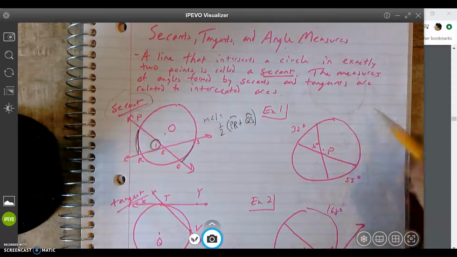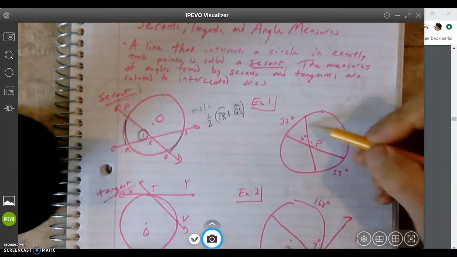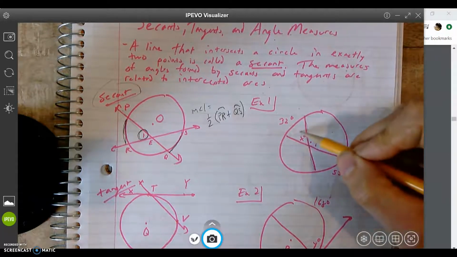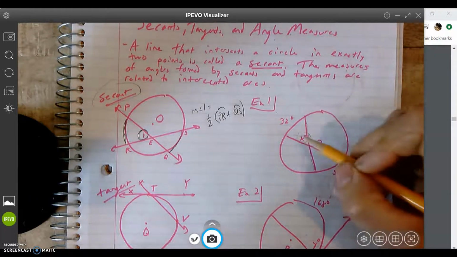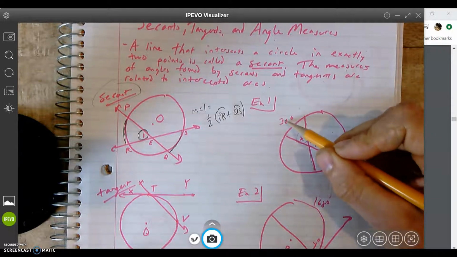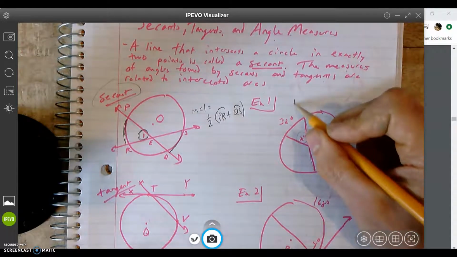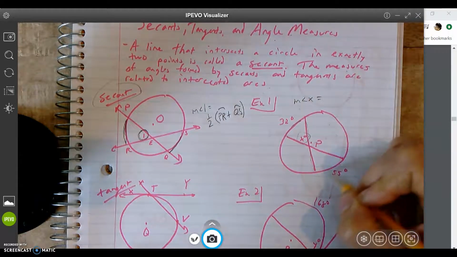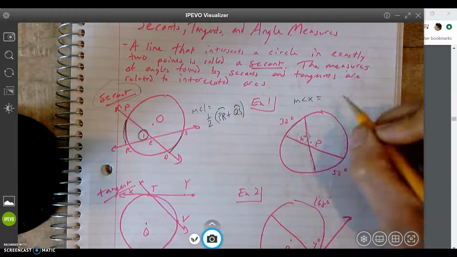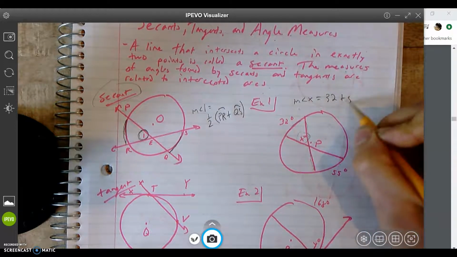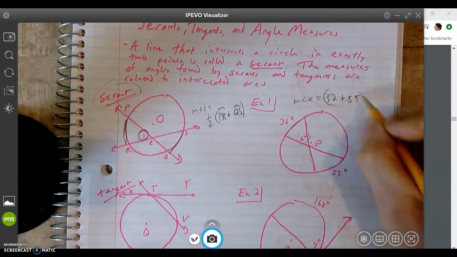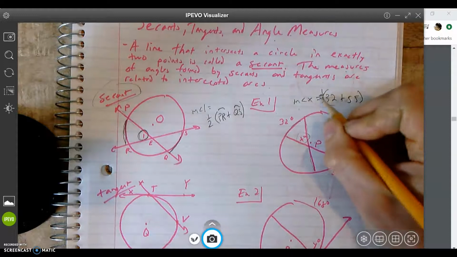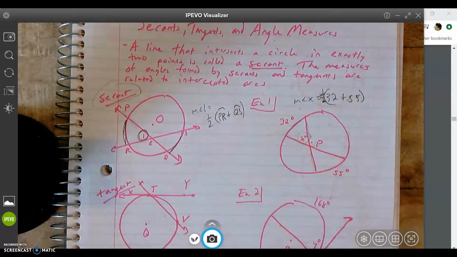So here's example 1. Write this down. These are two secant lines or chords. They don't go through the center of the circle. And we got to know what x equals. In order to get what x equals, I need to add up these two. The measure of angle x is going to be the two opposite arcs. So it's 32 plus 55. And then once I add those up, I'm going to take 1/2 of it. I'm going to divide it by 2. So let's do it.